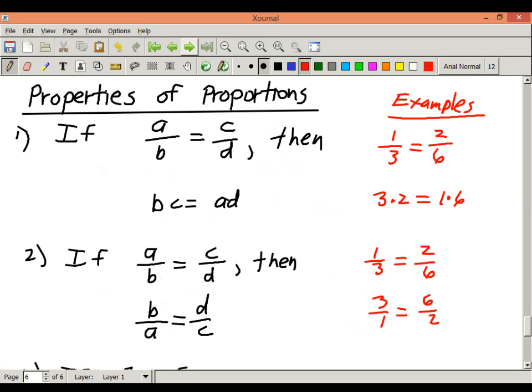Okay, so we have some properties of proportions that we should talk about. And so I have three properties and then examples for each one of them. So if you look at the first property, it says if we have a divided by b is equal to c divided by d, then you can cross multiply. So that's really our first property we've already talked about. That's the cross products property. And for that, I have an example. Again, 1 over 3 equals 2 over 6. Cross products, so 3 times 2 is the product of the means, equals 1 times 6, the product of the extremes. And so you see that 6 is equal to 6 right there.